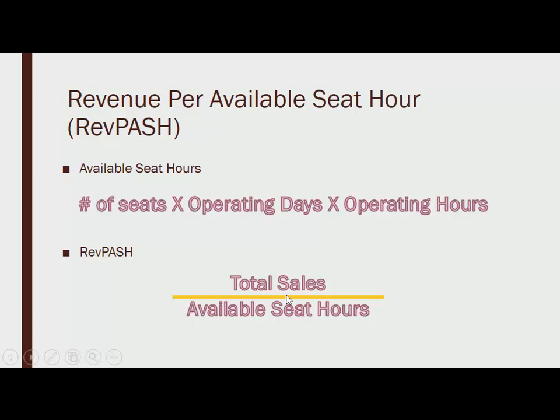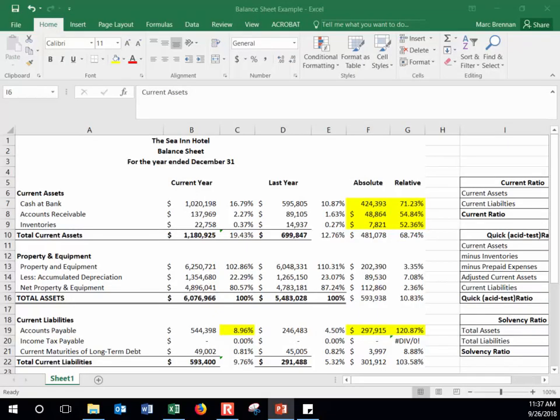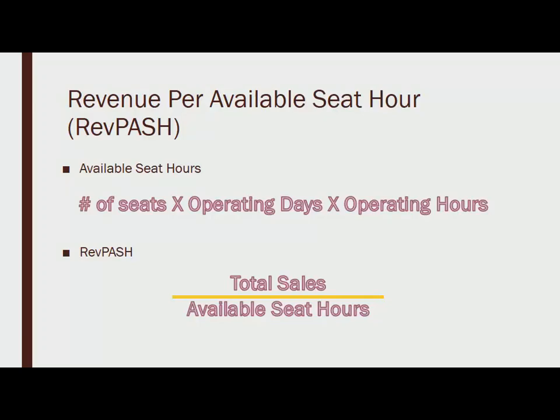Okay, and then once we have that number, we can do our total sales divided by our available seat hours. So why do we do RevPASH? A lot of the time you're going to want to do this on an hourly basis because at that point we can identify when during a day an operation is most efficient at using seating to generate revenue. That's really what RevPASH is. It evaluates your ability to generate revenue on an hourly basis.